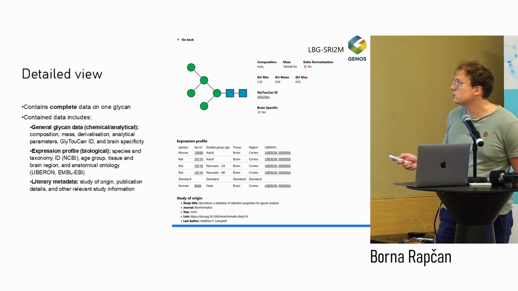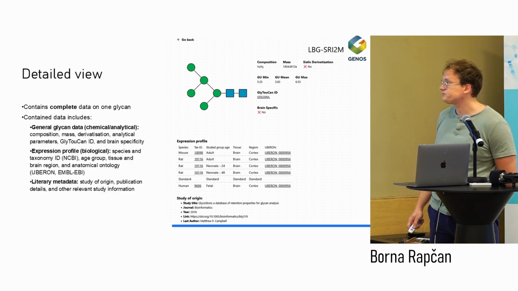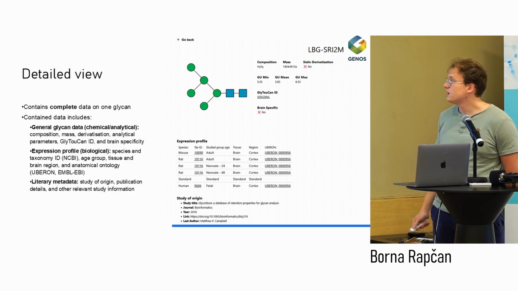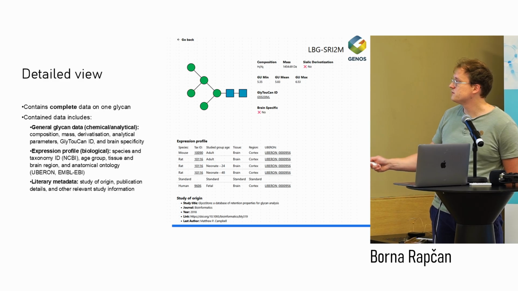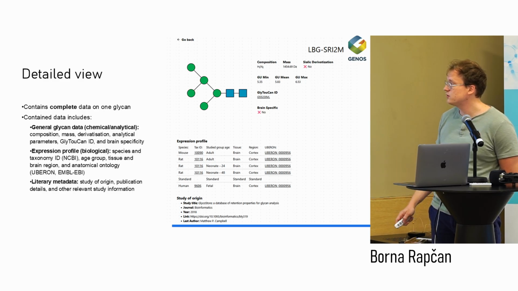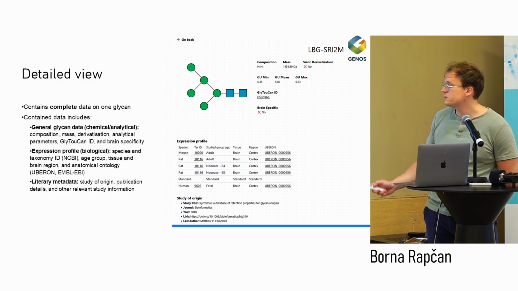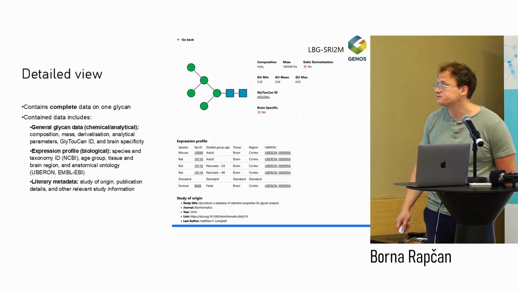We also have included some standards from GlycoStore, which are used as internal standards for the database. And, I forgot to say, finally, at the very bottom, you will find the study of origin, or literally metadata, where you will have the study title, journal, year of the published study. You will have the DOI and the name of the last author of the study.